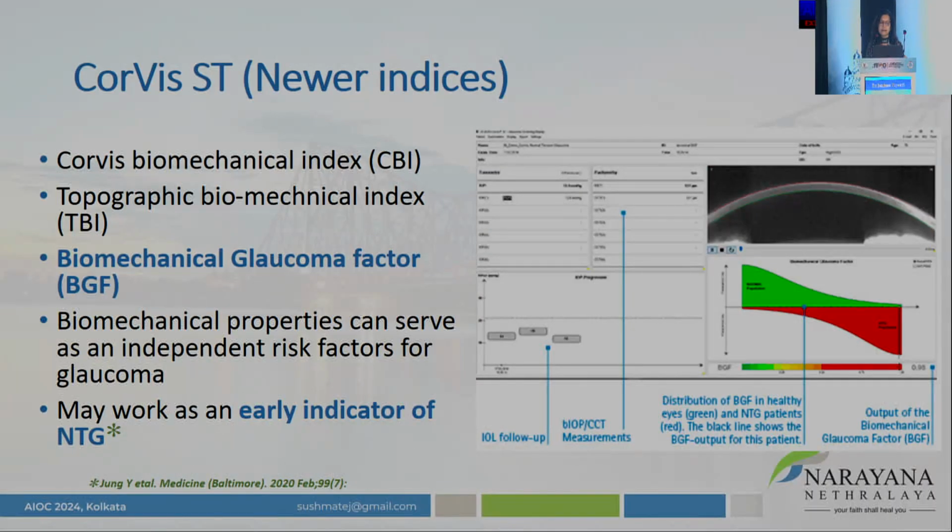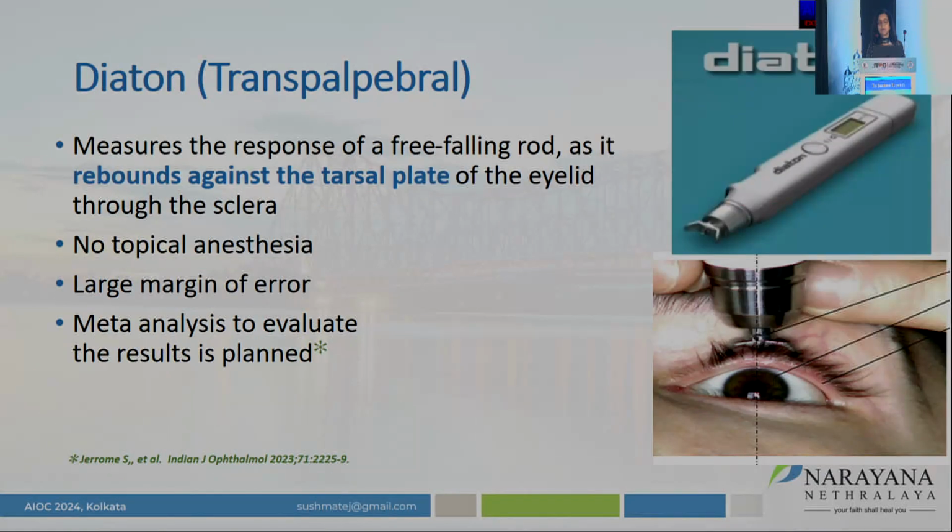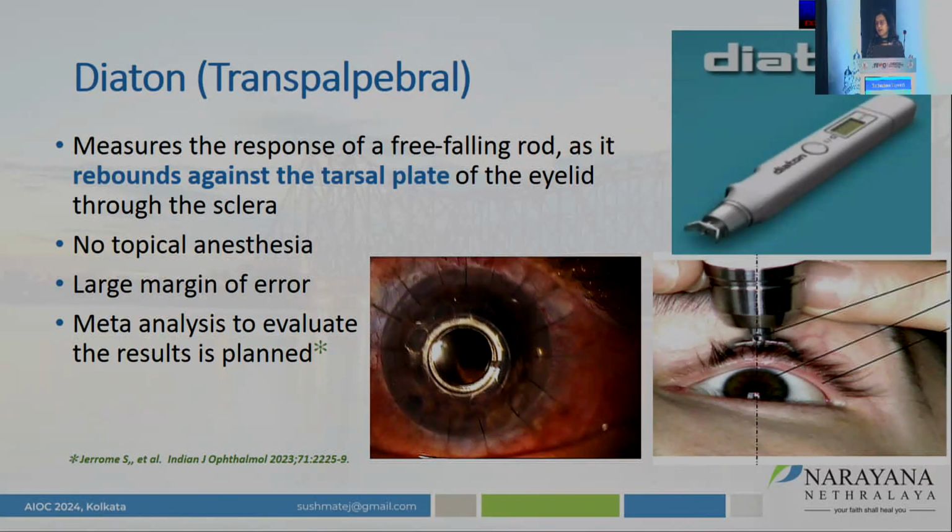The newer indices of biomechanics are also useful, like the biomechanical glaucoma factor, which is supposed to be more useful for patients with NTG, as it is an early indicator of NTG patients, or where we have normal intraocular pressures as such. There are certain tonometers which are transpalpebral, against the tarsal plate, of very limited use, maybe in keratoconus patients.